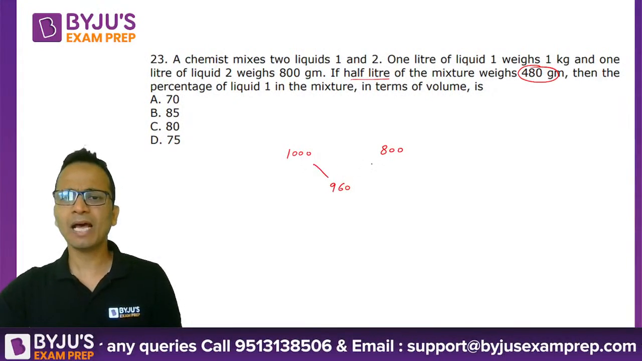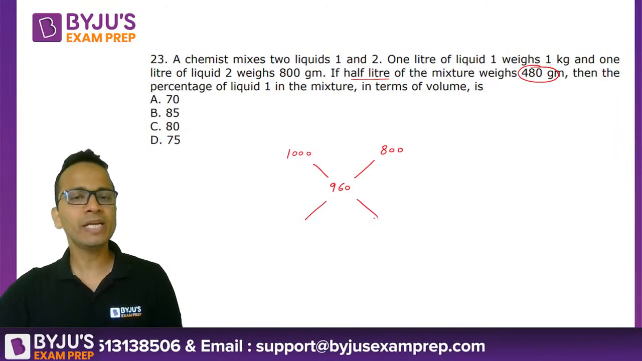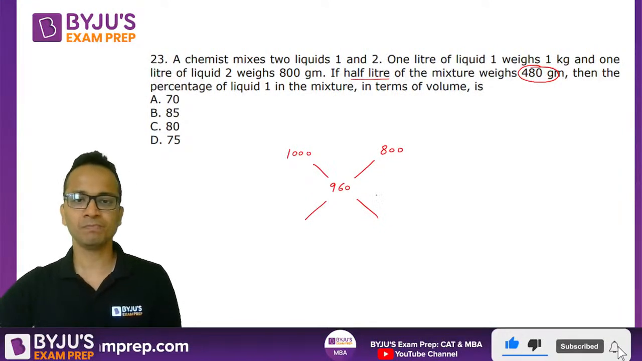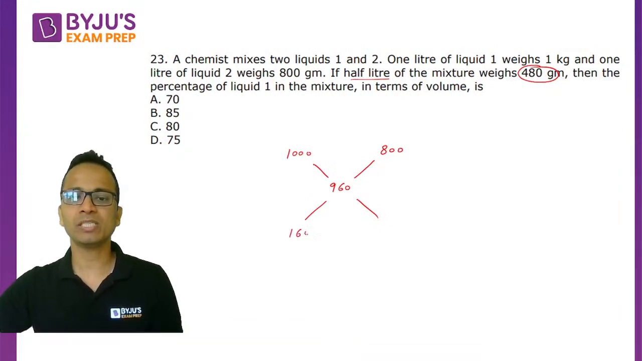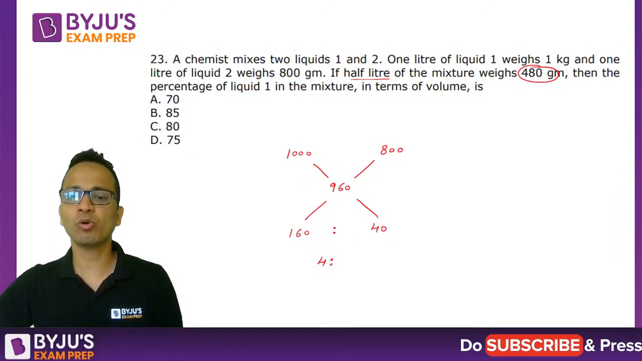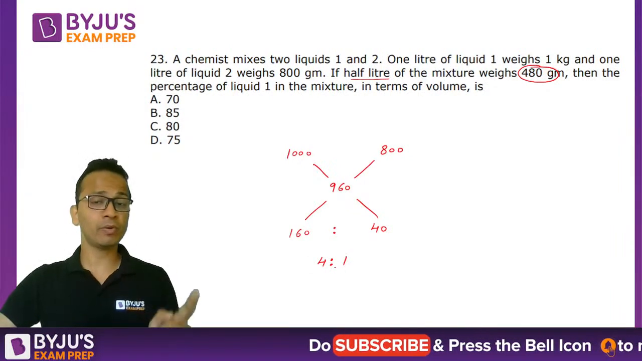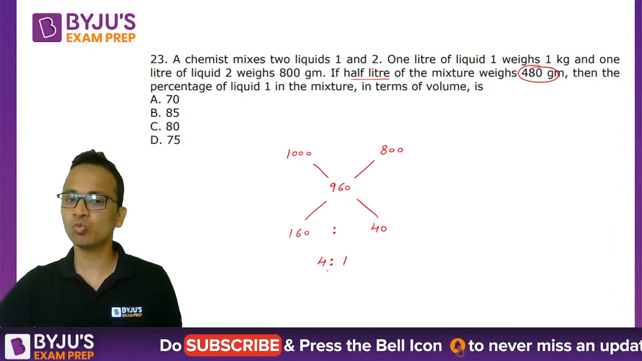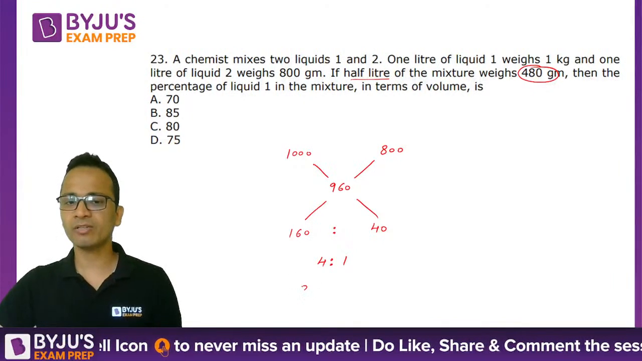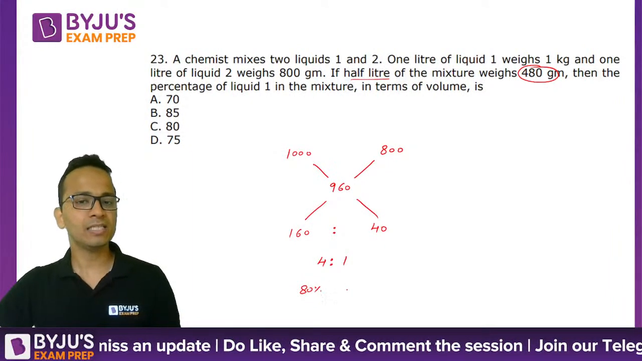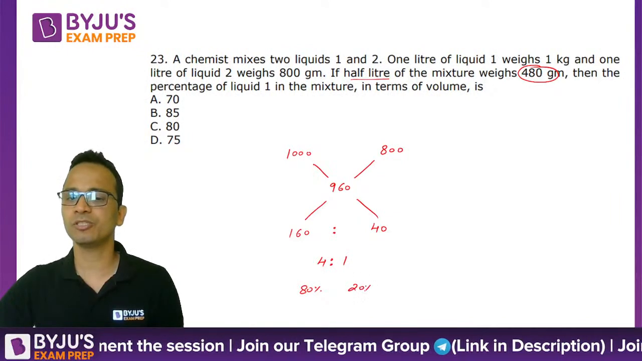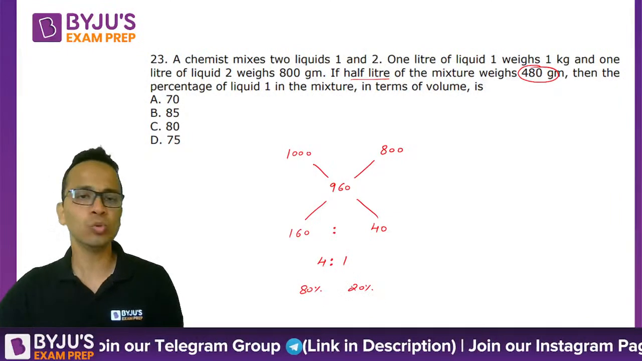All right, apply alligations on this and you will get the ratio of liquid 1 and liquid 2 in the final solution. Simple. So if I apply alligations, 160 comes here, 40 comes here, and the ratio comes out to be 4:1. Now if the ratio of liquid 1 and liquid 2 is 4:1, then the percentage of liquid 1 will be 4 by 5 into 100, that is 80%, and the fraction of liquid 2 is 1 by 5, so its percentage will be 20%. So liquid 1 is 80% and liquid 2 is 20%.